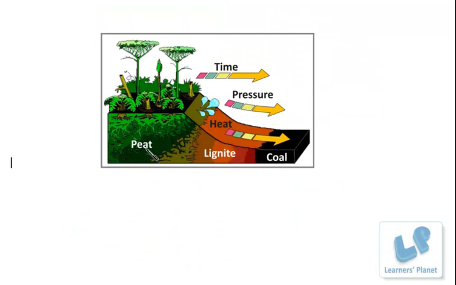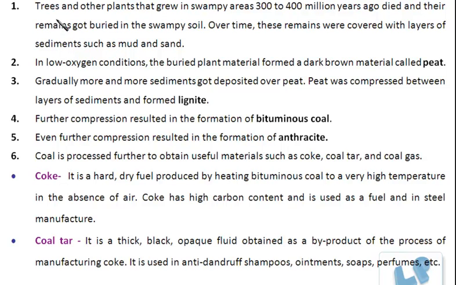The plants get buried, forming peat. Further sediments are deposited. There is time, the pressure is increased, the heat is there, and it changes to lignite and finally coal. Okay? See, this is a textual form. Trees and other plants that grew in swampy areas some 300 to 400 million years ago died, and their remains got buried in the swampy soil. Over time, these remains were covered with layers of sediment such as mud and sand.